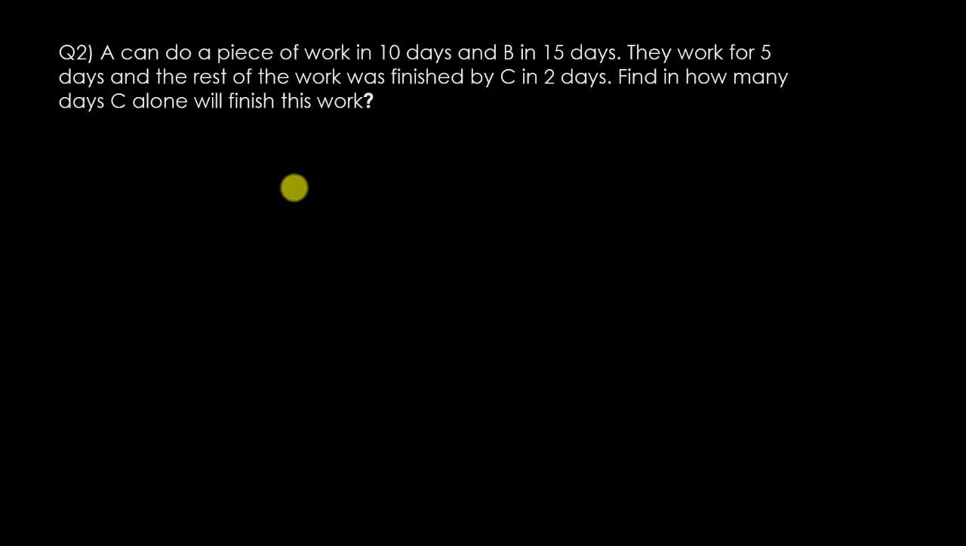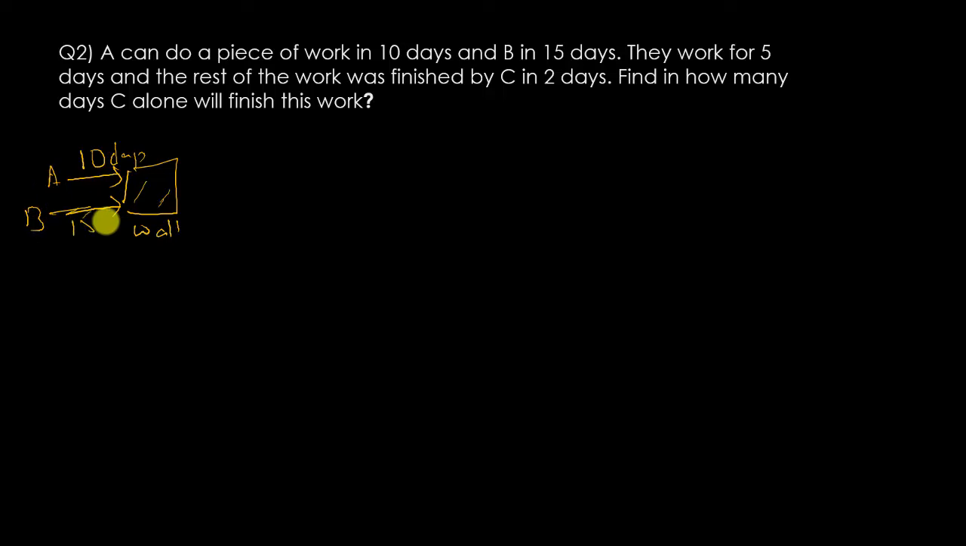Question number 2. A can do a piece of work in 10 days and B in 15 days. So here this building a wall is our work, right? Now A takes 10 days to do this work. And B is even more slow. B is very slow compared to A.